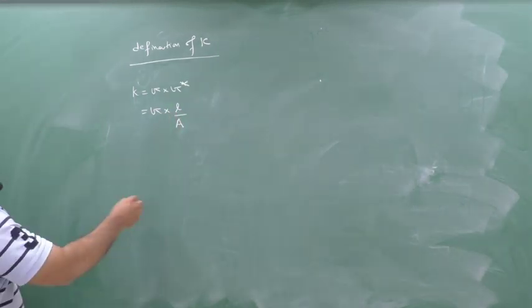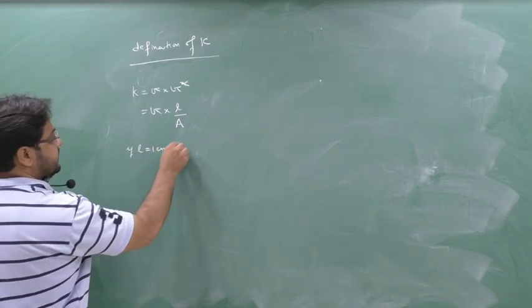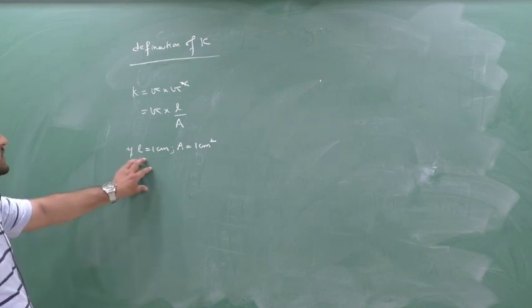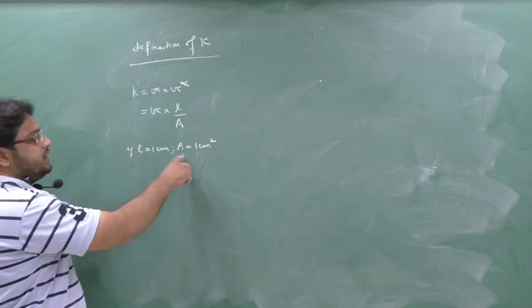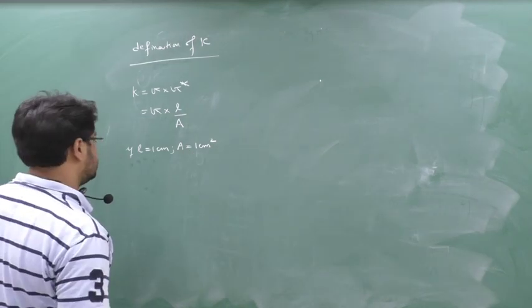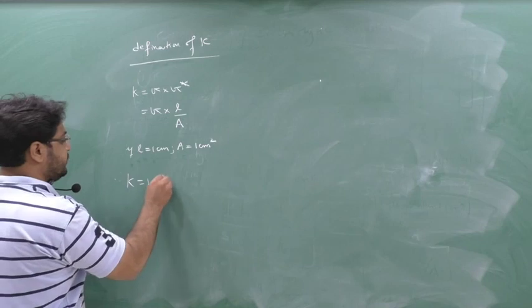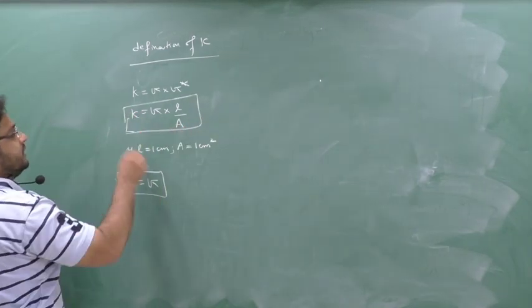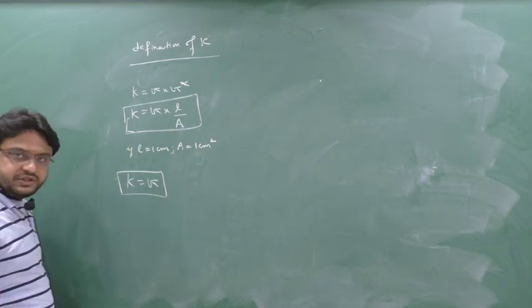Clear? Now student, if I take length as 1 centimeter and area as 1 centimeter square, means if I maintain the distance between the two electrodes as 1 centimeter and the cross sectional area of an electrode to be 1 centimeter square, then what will the answer be? K will be equal to what? Putting the value in the equation above, L equal to 1 and A equal to 1 centimeter square, K will be equal to what? G.